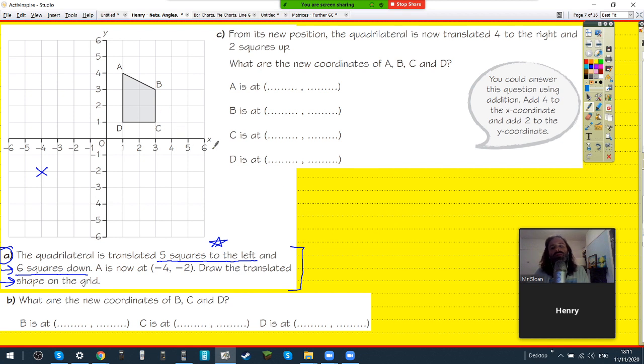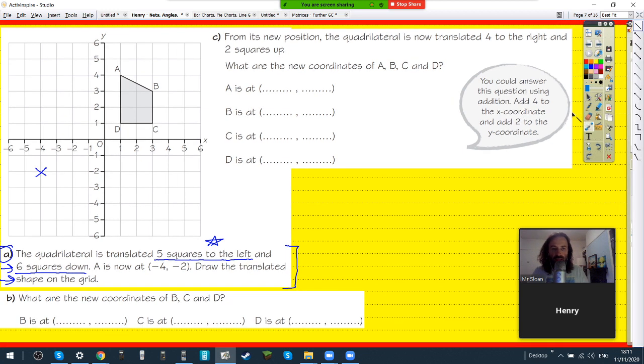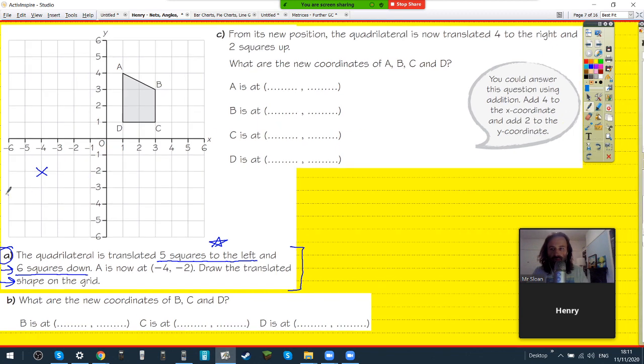Okay, so we have to draw where the new shape goes. Do you want to try drawing it, or you can tell me? It's up to you. I'll just tell you. Okay. And so B, to the left, so then 1, 2, 3, 4, 5, and 1, 2, 3, 4, 5, 6. That's B.